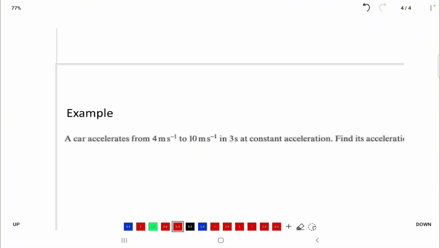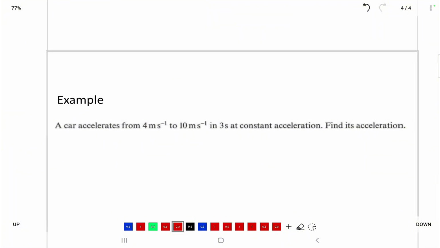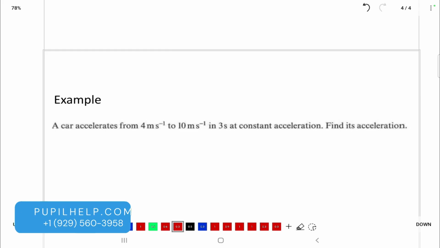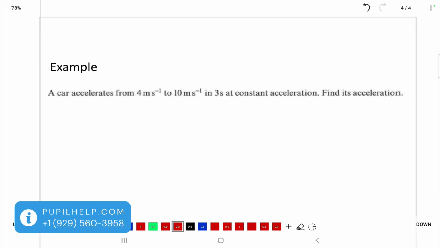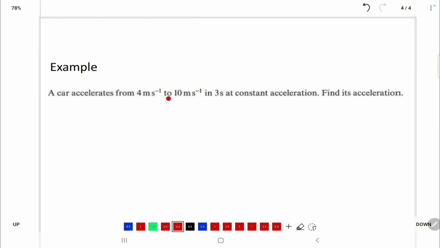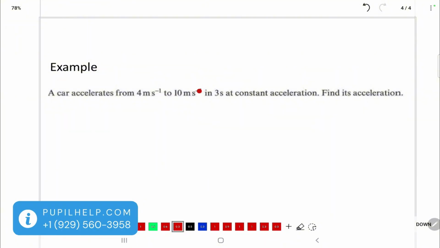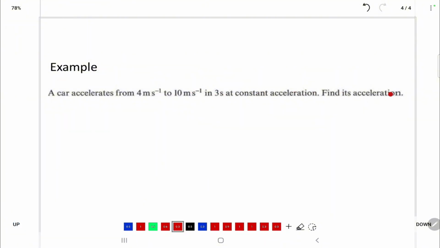Okay, now we will solve one more example on acceleration. A car accelerates from 4 meters per second to 10 meters per second in 3 seconds at a constant acceleration. Find its acceleration. So we have to compute the acceleration.